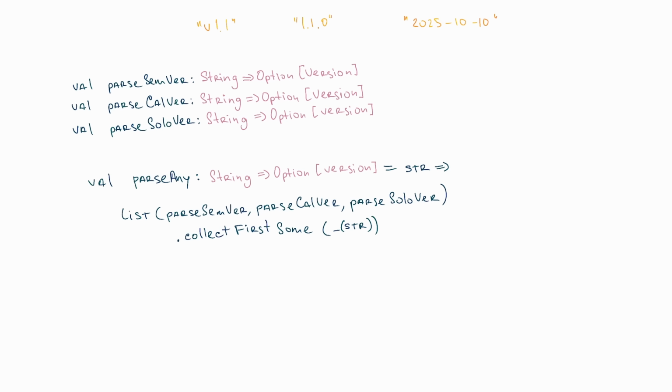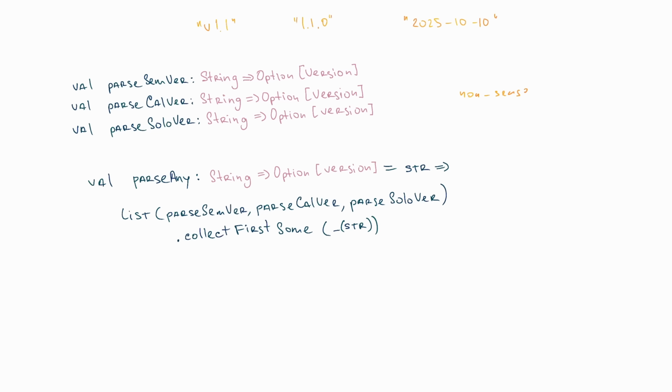So we have a function now, parseAny, that also goes from a string to an Option of Version. It takes a string and passes it to each one of the functions until one matches. Conveniently, we can use the function collectFirst, and if nothing matches, it returns None. So if we compile again and pass this, it's going to work because our calendar is going to match and it's going to return Some, and the same for all the other cases.